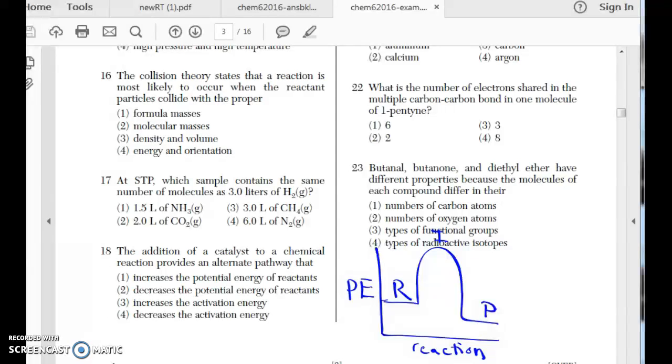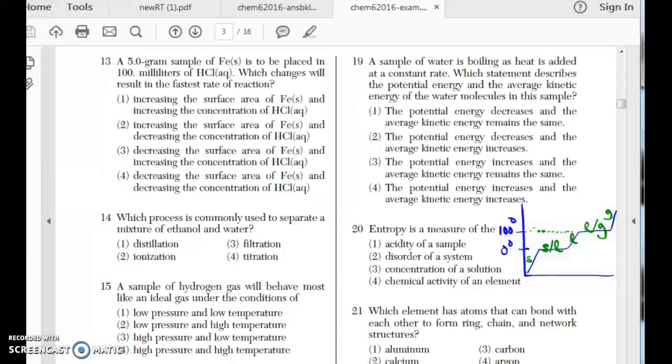18, the addition of a catalyst to a chemical reaction provides an alternate pathway. Now, remember what happens is this is a very, very high bump of energy. It's like an energy barrier that we have to get over. Well, just in the same way that we would not drive over a mountaintop, we would decide to get some dynamite and blow a tunnel through the mountain. That's essentially the profile of a catalyst. So we want to decrease the activation energy. Remember, you do not do this. This is unaffected.